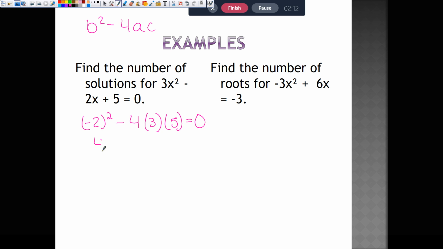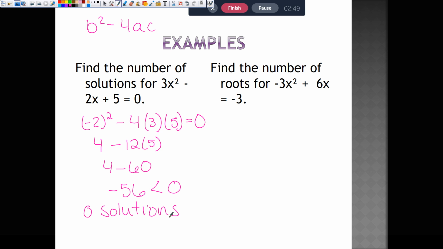Negative 2 squared is 4. Negative 4 times 3? Negative 12. Negative 12 times 5? Negative 60. 4 minus 60? Negative 56. And negative 56, is that greater than, equal to, or less than 0? Less than 0. So it's less than 0, so that means that it has 0 solutions. So it means it does not cross the x-axis.